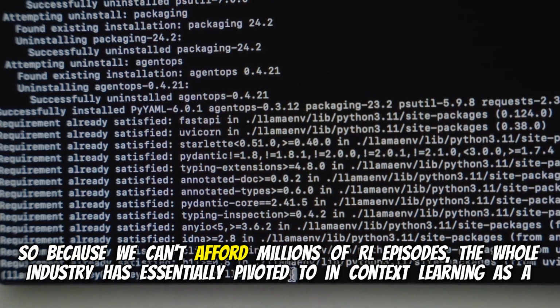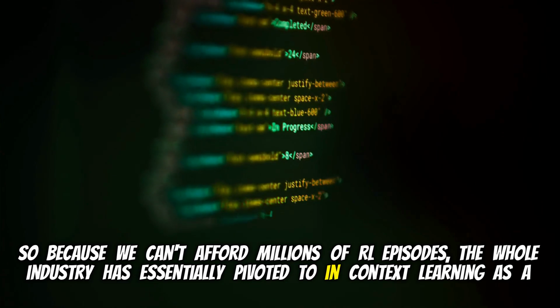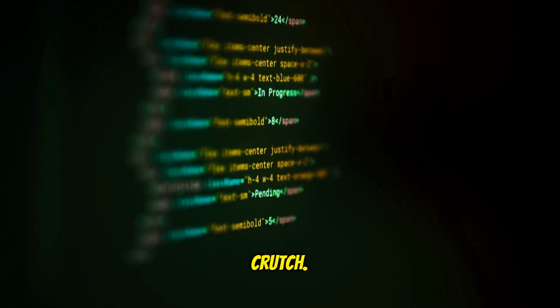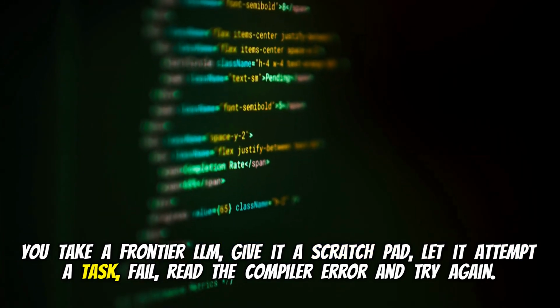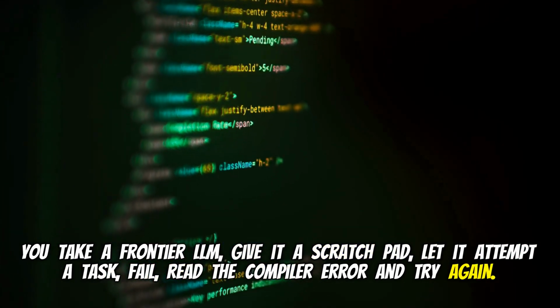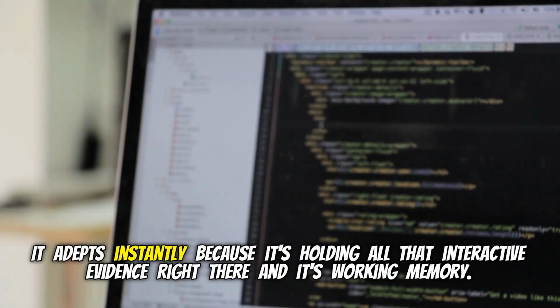So because we can't afford millions of RL episodes, the whole industry has essentially pivoted to in-context learning as a crutch. Yeah, the ICL crutch. You take a frontier LLM, give it a scratch pad, let it attempt a task, fail, read the compiler error, and try again. And the sample efficiency there is phenomenal. It's amazing. It adapts instantly because it's holding all that interactive evidence right there in its working memory.